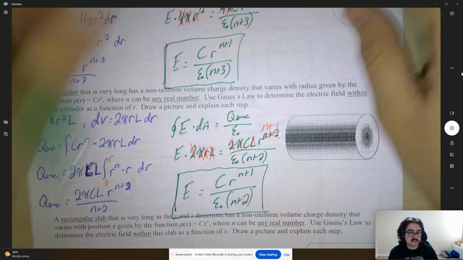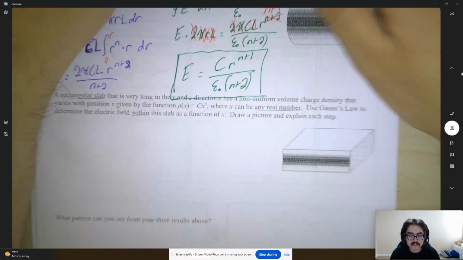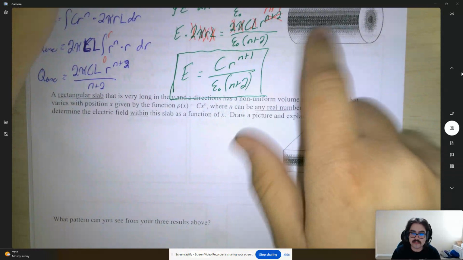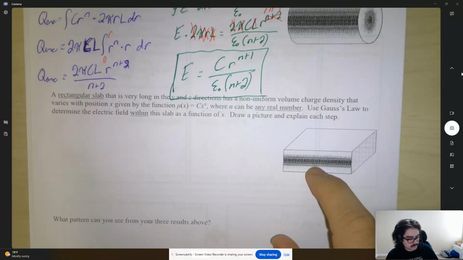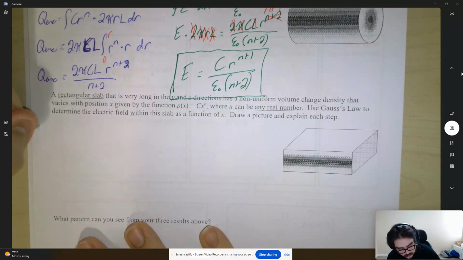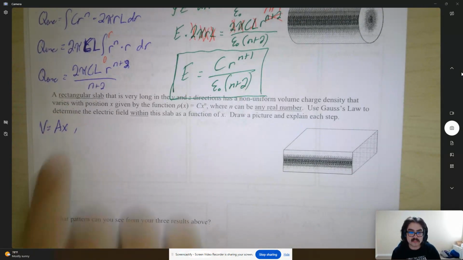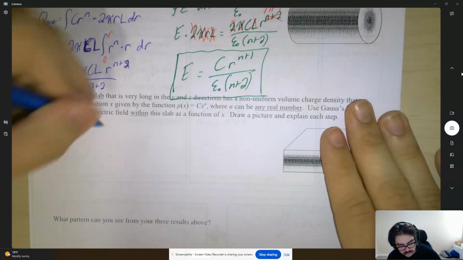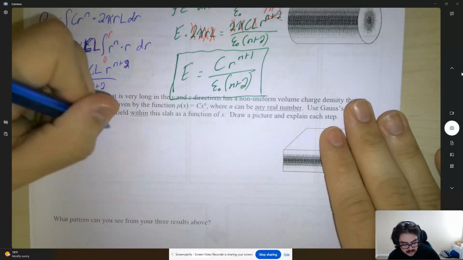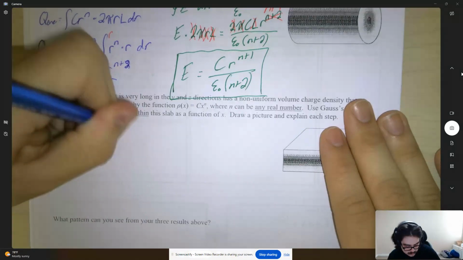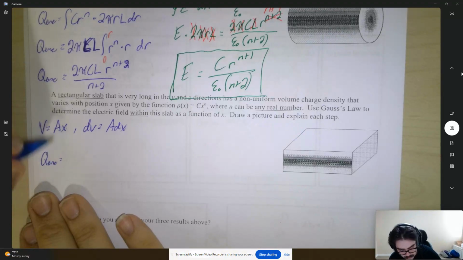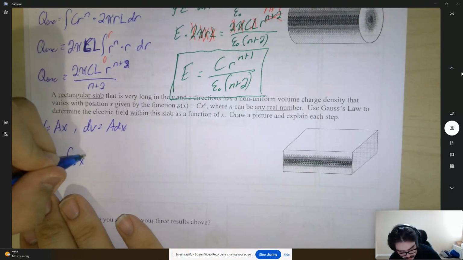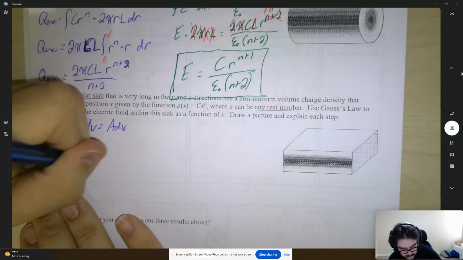So there you go. That's the E field through a non-uniform cylinder. Now, if we have a non-uniform slab, we first used a sphere, then a cylinder as the Gaussian surface. Now we're going to use the rectangular prism. Our volume is going to be A times X, the area of the base times X, which is the height. The differential volume is simply just going to be A dx. So when I plug this into the Q enclosed, I'm going to do the integral of C times X to the nth power times A dx.